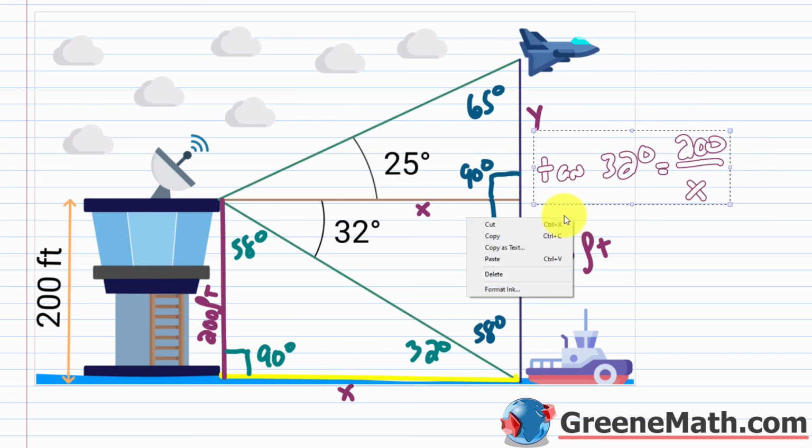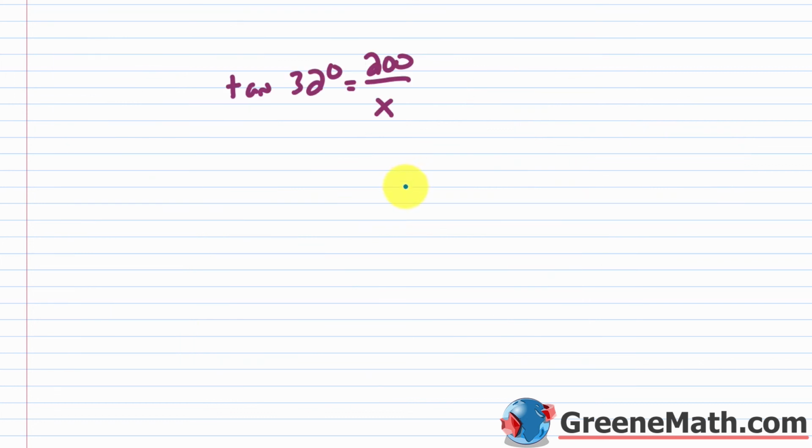Let me grab this. I'm going to paste this in here and do my scratch work. So I'm just going to solve this for x, and I'm going to first multiply both sides by x, cancel this away, and we'll have that x times the tangent of 32 degrees is equal to 200.